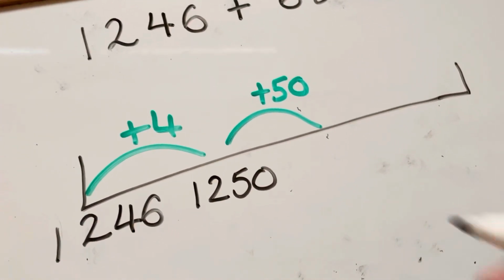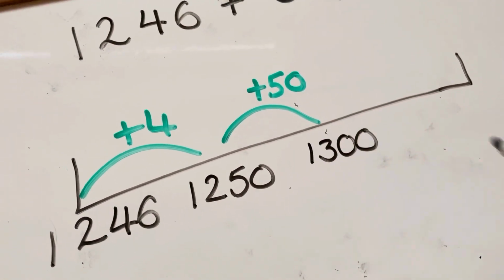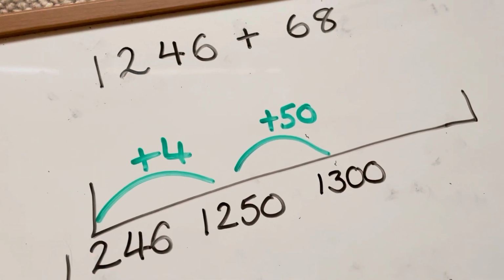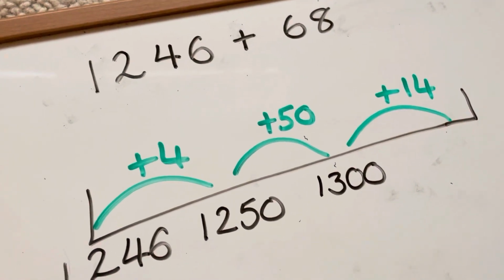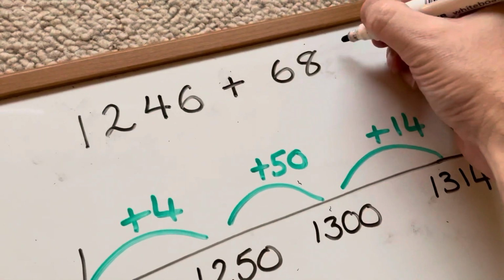Why? Because that takes me to another friendly number, an even friendlier number because it's got 2 zeros, 1,300. I've added 54. That means I've got 14 left to add. I can add that in one go. 1,314.